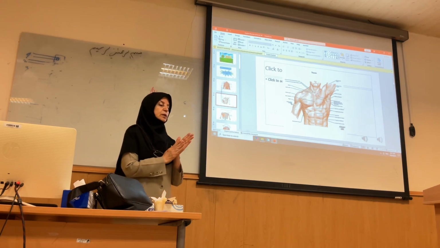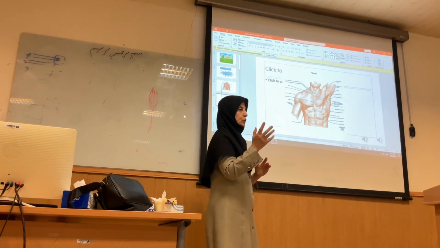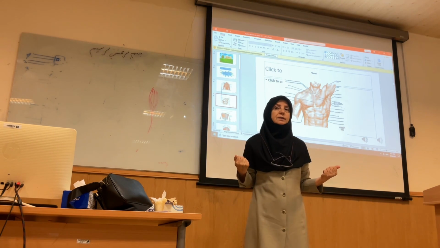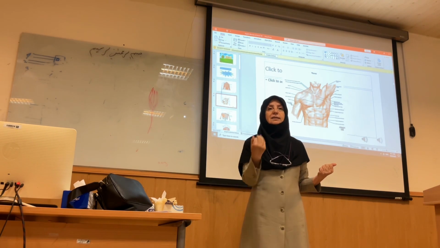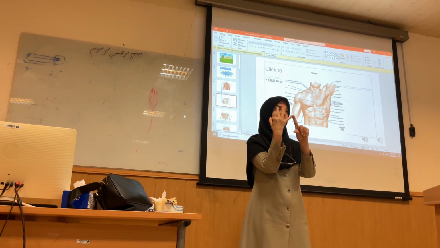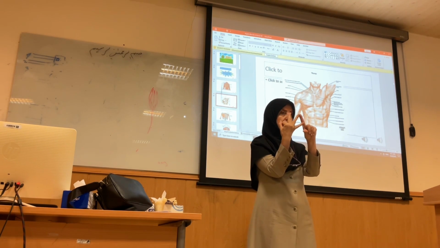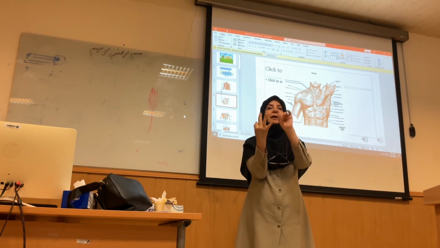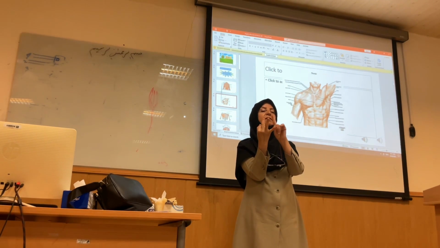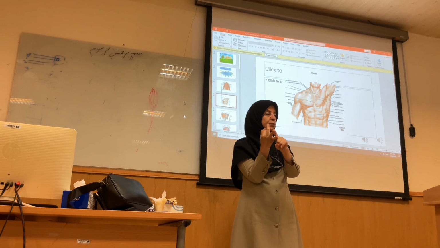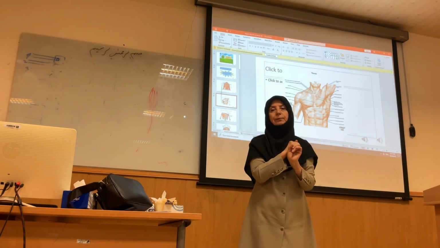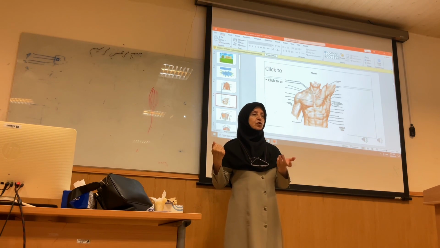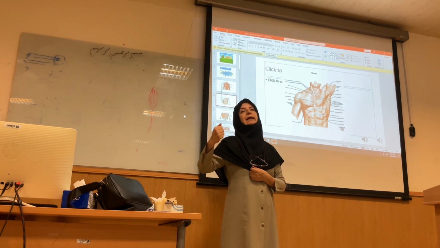When you come to the dissection room, you remove the skin. You know in histology, skin consists of 3 layers: epidermis, dermis, and hypodermis. The epidermis is the external layer. Deep to the epidermis we have the dermis, and deep to the dermis we have the hypodermis. Now, when we remove the skin in anatomy, we remove the epidermis and the dermis.